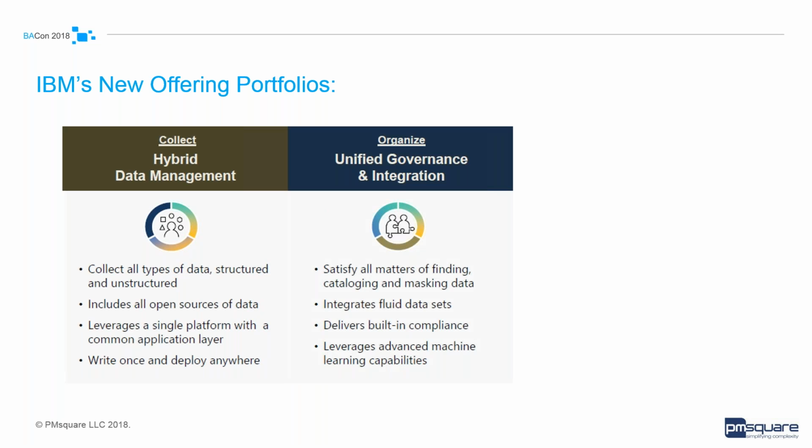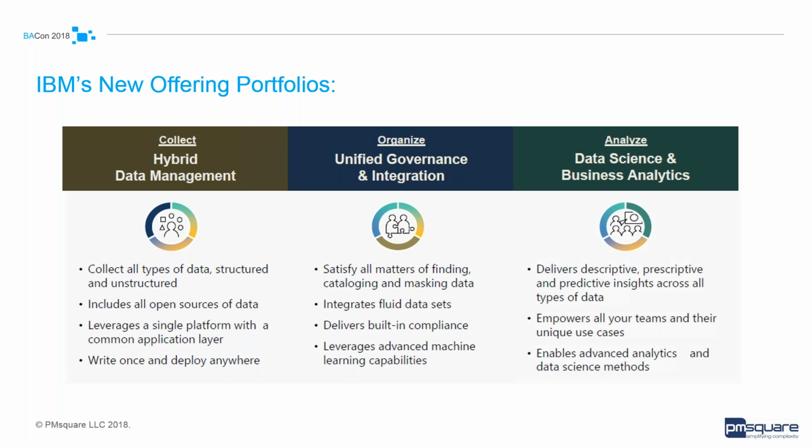The second one is the Unified Governance and Integration portfolio, which has all the products that have to do with transformation of data. So whether it's ETL tools, data quality tools, or MDM products, all of those fall within this category. And the last one, which is really the one that's most relevant to all of you in this room, is the Data Science and Business Analytics portfolio. This is where you have all of the analytics products that most of you have been talking about: Cognos, Planning Analytics, Data Science, Decision Optimization. All of those fall within this portfolio.